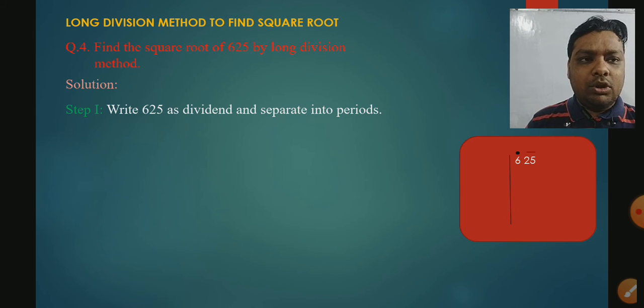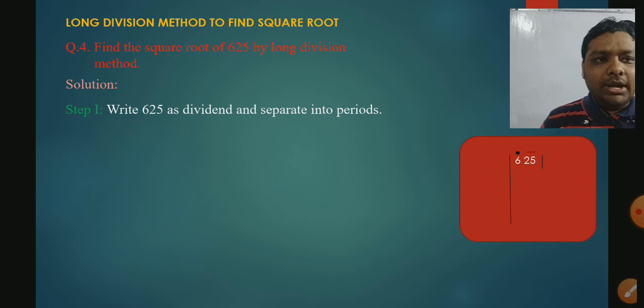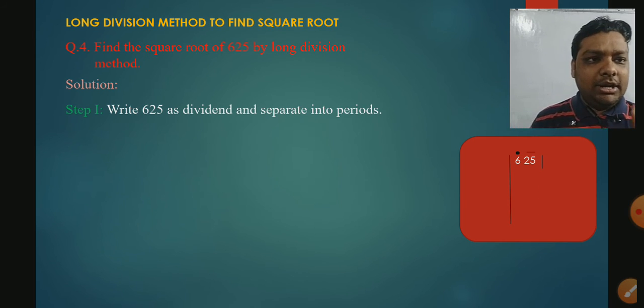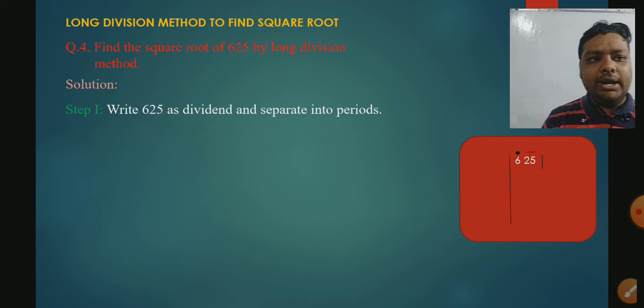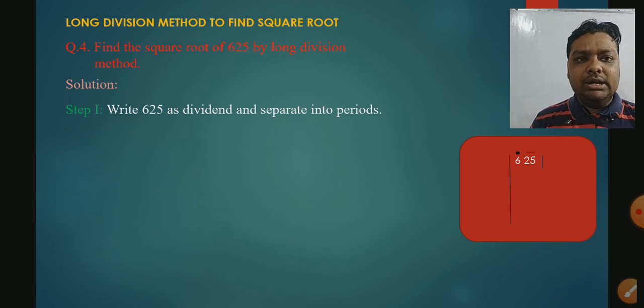One longer line goes to the divisor side and one smaller line to the quotient side. Okay, then here you can see this is the period. The bar means the recurring sign, and the dots, these all are the periods. It means it has 2 periods, one of 6 and one of 25.